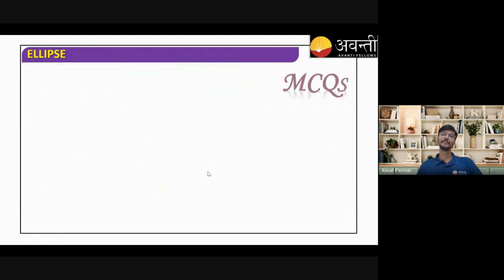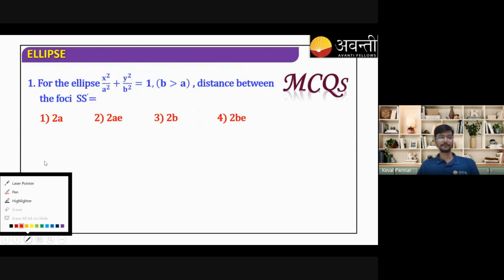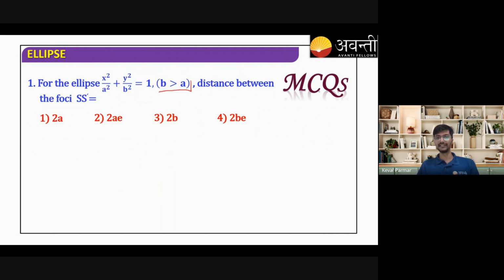So now we have MCQs. Chalo. For the ellipse, here please remember b is greater than a. That means it is the second standard ellipse. Distance between foci is asked. As per our logic, just replace a by b. So first it was 2AE, now it will be 2BE. Superb, Grisha.